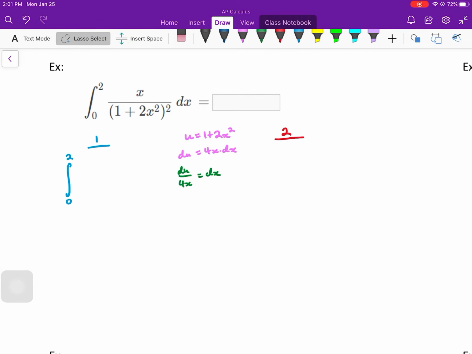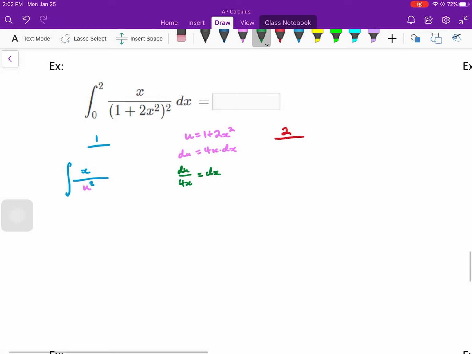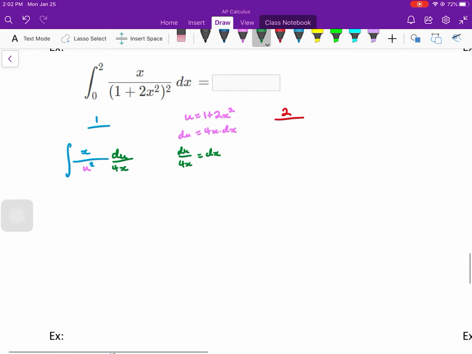Okay, so for this first one, I have an x on the top over, and I'm going to substitute in the u. So that's going to be u squared times dx, which is du over 4x. Okay, so the x's cancel.